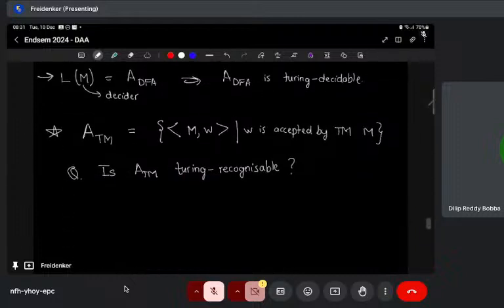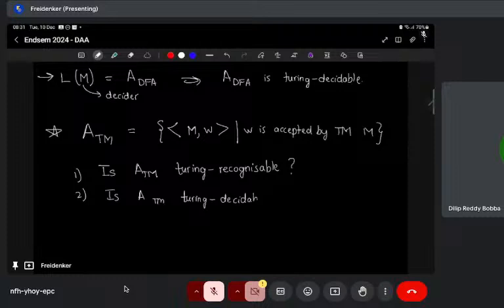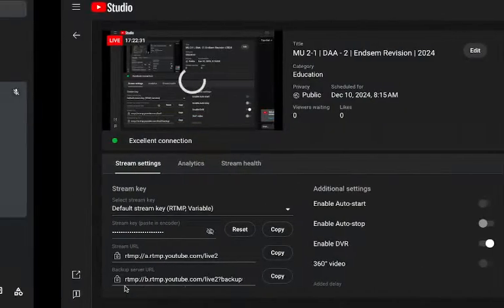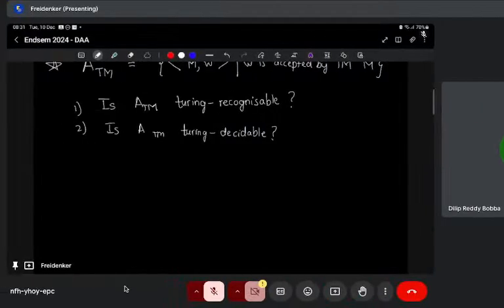Now we have something called ATM, the acceptance problem of Turing machines. One question is: is ATM Turing recognizable? The other question is: is ATM Turing decidable? We'll first solve the first question. The answer is yes.